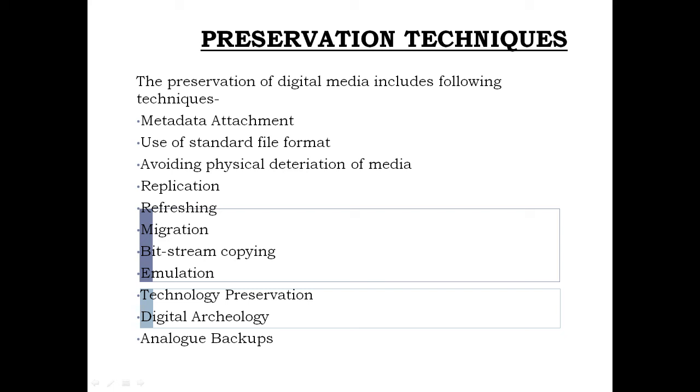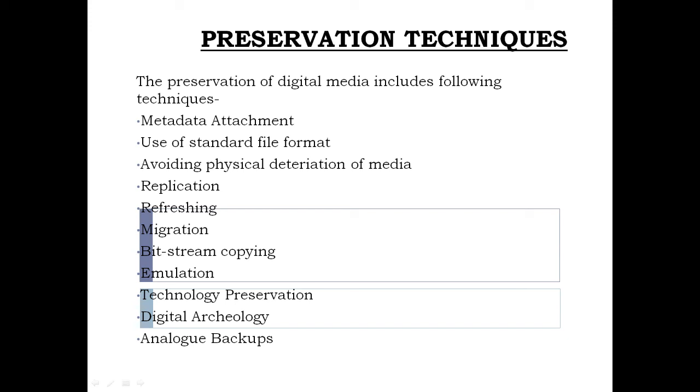Number 8, emulation. Emulation uses an emulator, a special kind of software that translates code and instructions from one computing environment to execute in the new platform so that the digital form can be viewed and used. Number 9, technology preservation. It deals with the preservation of technology in which digital information was created and maintained. It deals with the issues of preserving the technology, including hardware and software configuration, and it is very helpful in extending access despite media obsolescence and file format obsolescence.